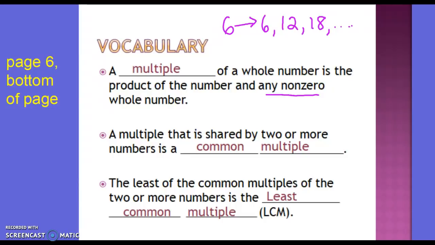Any multiple, when you have a set of numbers, that is shared by 2 or more of those numbers is called a common multiple. And when you're looking at the common multiples and you want to find the least one or the lowest one, that is called the least common multiple. So that's what we're going to look at today. We're going to look at numbers and their multiples and figure out what the least one is that they have in common. And then we're going to look at how to do it with variables.